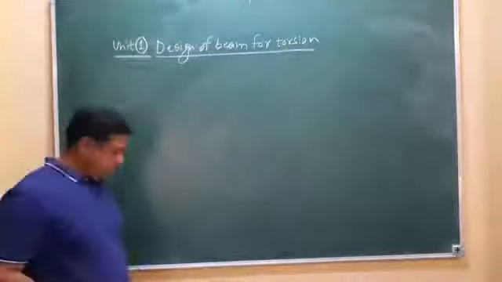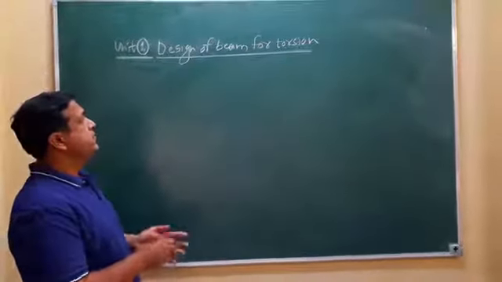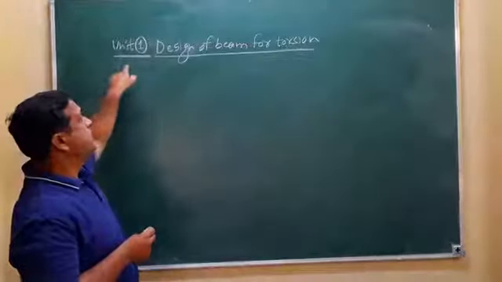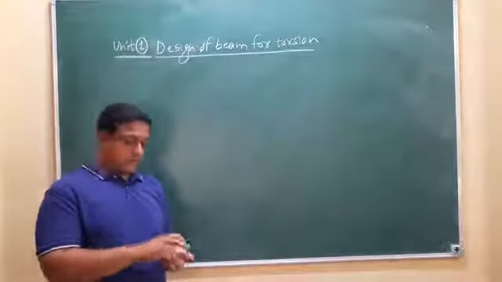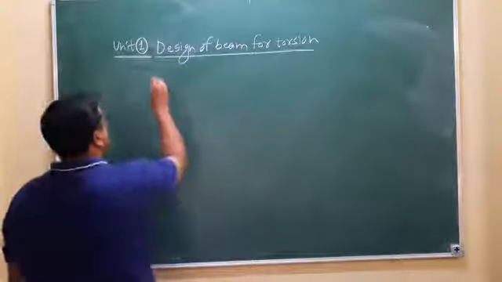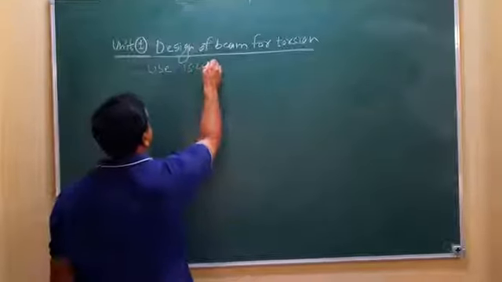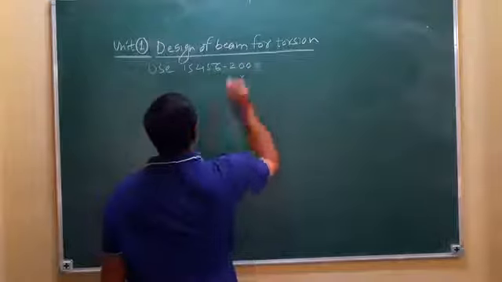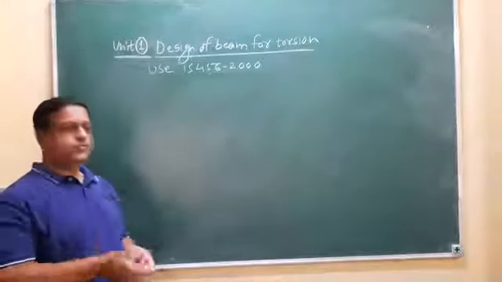Let's start the design of beam for torsion. It is unit number 1. Design of beam for torsion. You have to use IS 456, 2000 version.